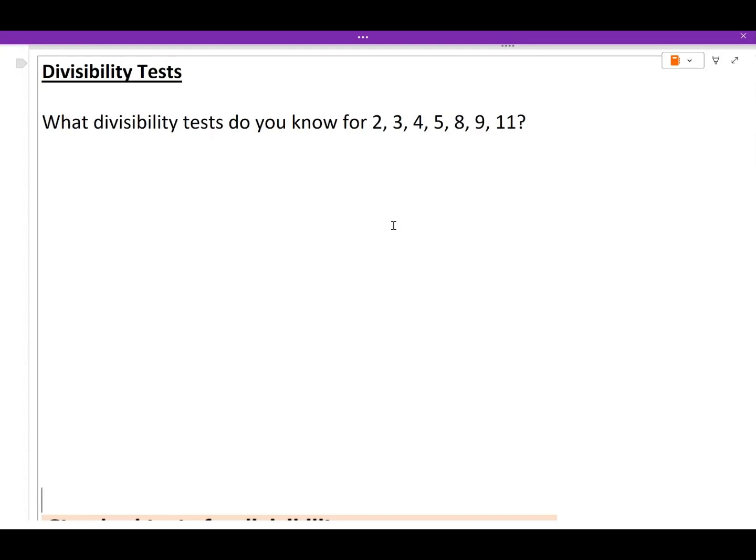Okay, so we're going to look at divisibility tests next. You might pause and have a think: do you know any divisibility tests for those numbers there? And then we're going to start talking through them.